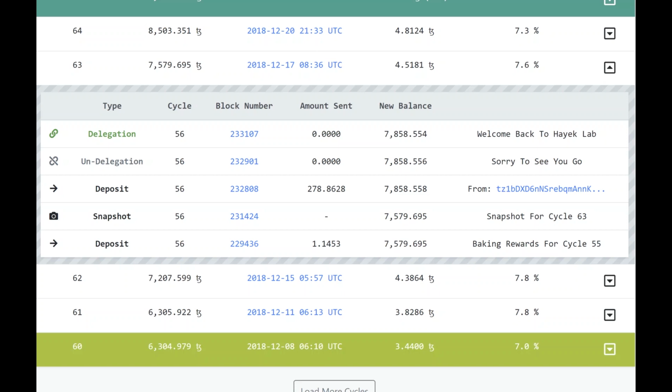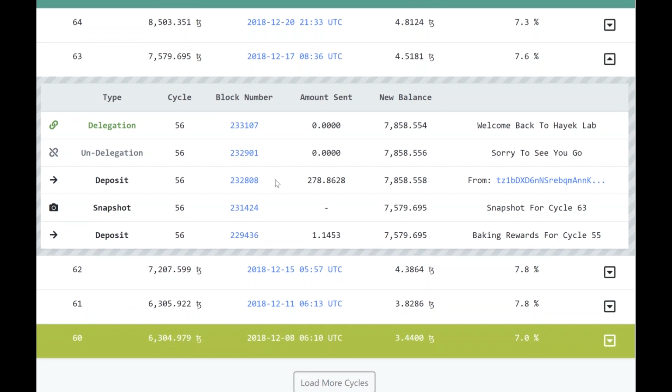Then the delegator made a deposit of 278 Tez. Unfortunately for him, the snapshot happened just before his deposit. By consequence, this deposit will only be participating in a staking cycle for cycle 64 and beyond. We can also see that our delegator decided to leave Hayek Lab, but about 2 hours later realized it was a bad idea and came back.